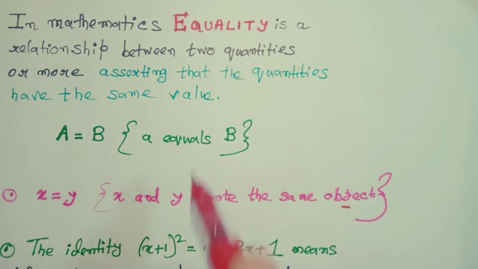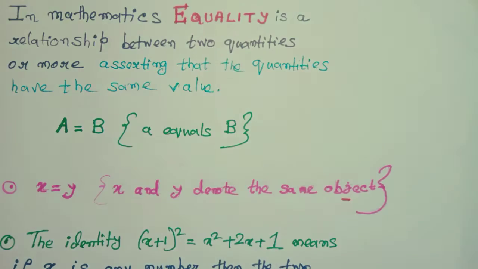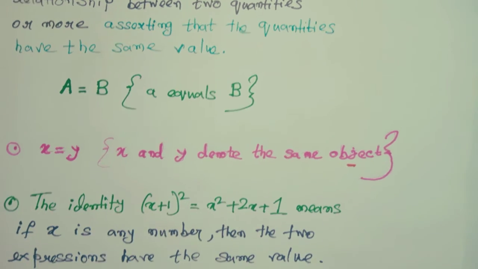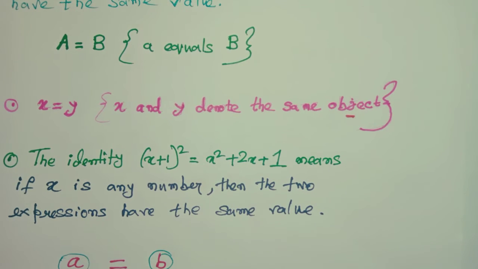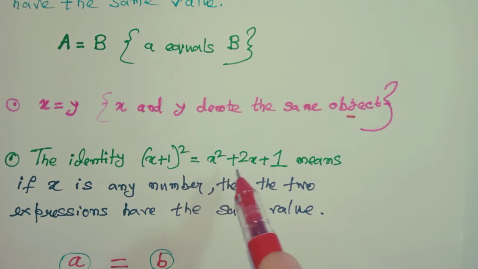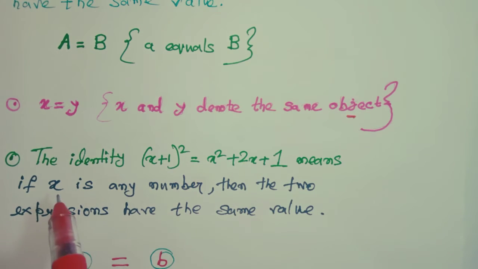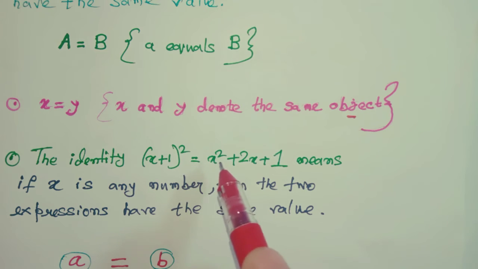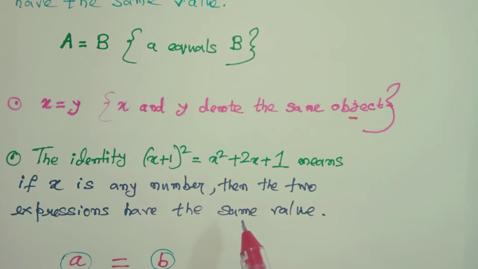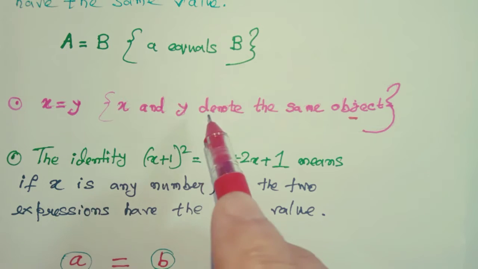It is A equals B. It is the relationship between two quantities. X equals Y. X and Y denote the same object. Similarly, if you look at the identity (x plus 1) whole squared, if I further expand it to x squared plus 2x plus 1, it means that if x is any number, then the two expressions have the same value. So the two sides are the same.